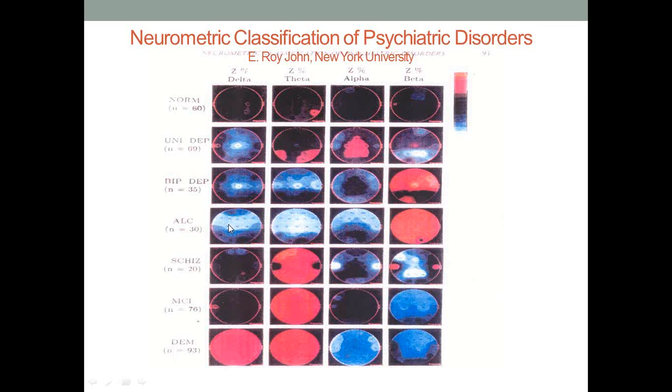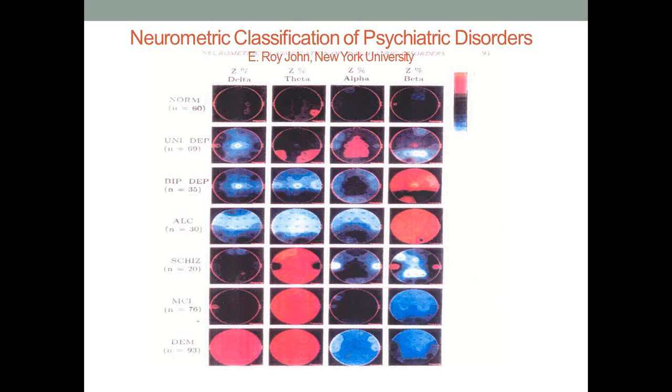But here with the alcohol patterns, what we're seeing is deficient slow activity in the delta, especially in the theta, and even the alpha. We see it posteriorly here in the occipitals. But look at this beta over here, how strong that is increased.